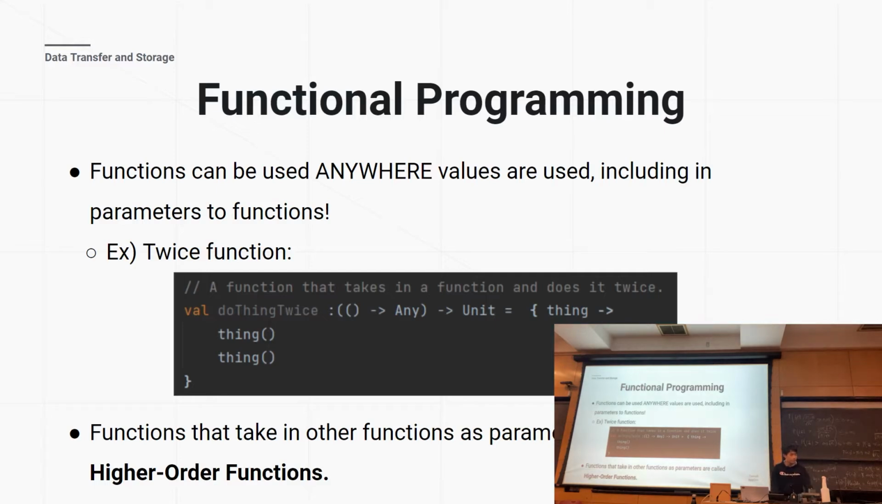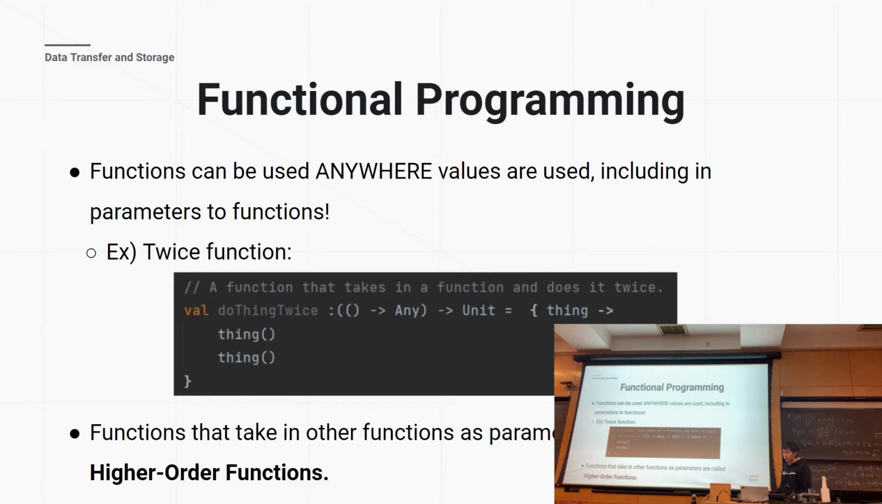So functions can be used anywhere, as I said on the previous slide, including as parameters to functions. You probably saw this on your homework 5, where you pass into the get picture callback from the URL. You would pass a function that would take in the URL and do something with it, and you'd pass that as a parameter to the get picture function. This is how that is possible. It's because functions can be used as values, and hence they can be passed as parameters to functions.